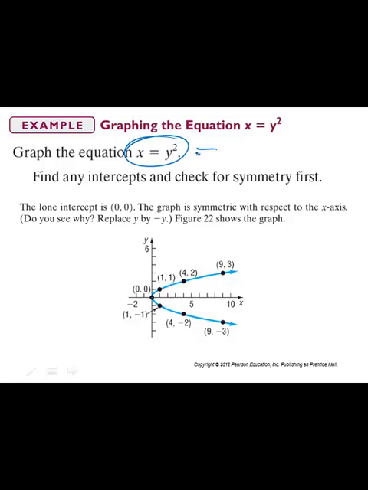And indeed, we can even take this equation and solve for y and take the positive square root of x. So we can draw the graph of square root of x. As a matter of fact, we can draw first the positive square root of x, and then draw the graph of negative square root of x, which would be the reflection across the x-axis.